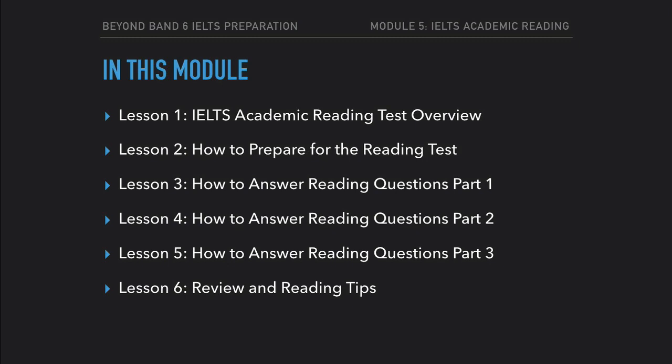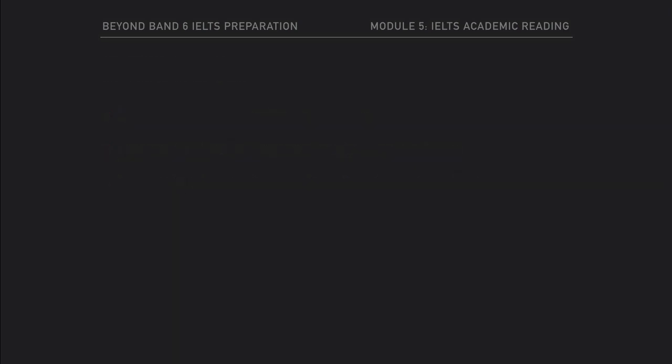In Lesson 4, we'll look at matching information to paragraphs and matching headings to paragraphs. And in Lesson 5, we'll cover how to answer matching features, how to answer completion tasks, and how to answer labeling a diagram. Then in Lesson 6, we will review the whole reading test. We'll cover how to complete the reading test, as well as reading resources for further study and IELTS practice. Now let's look at an overview of the whole reading test and discuss the key reading skills and question types.